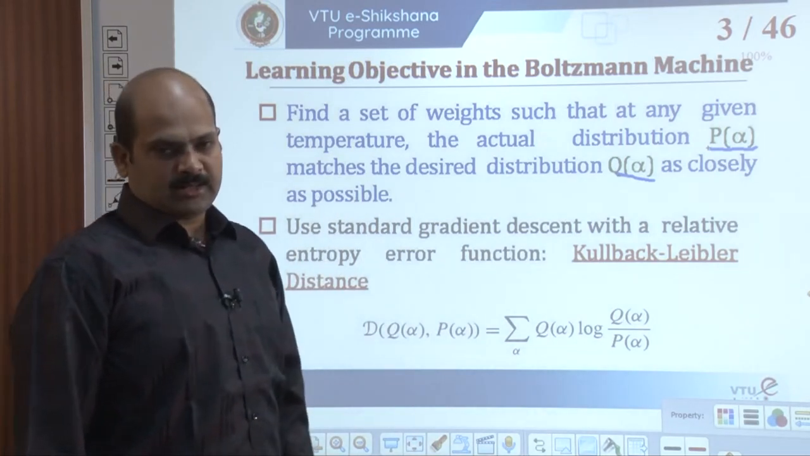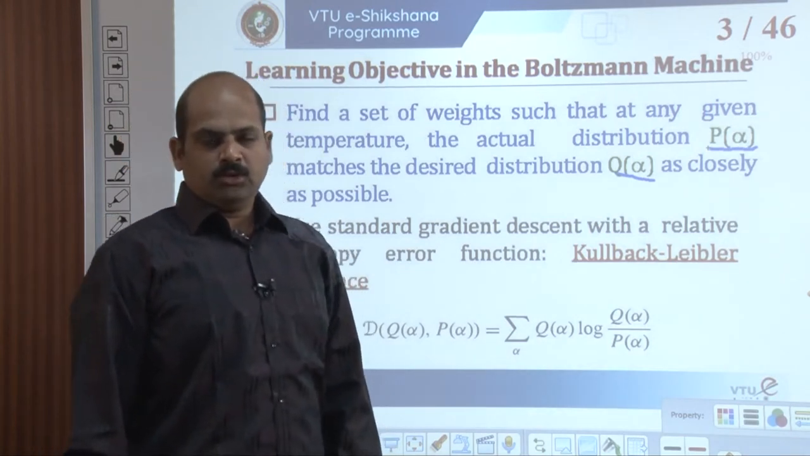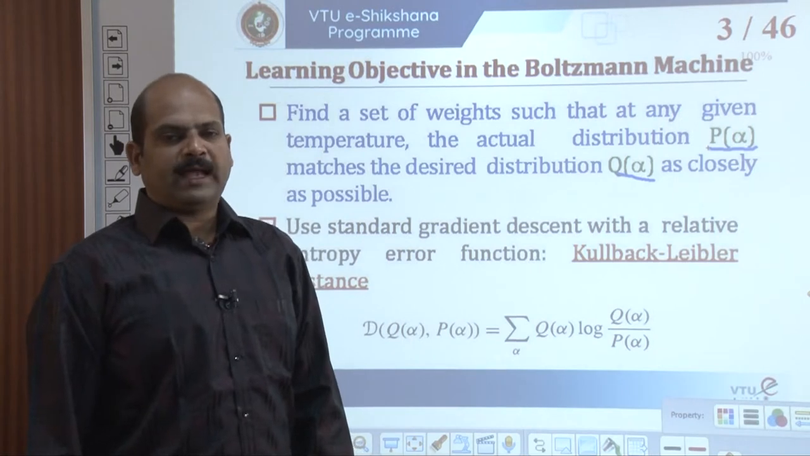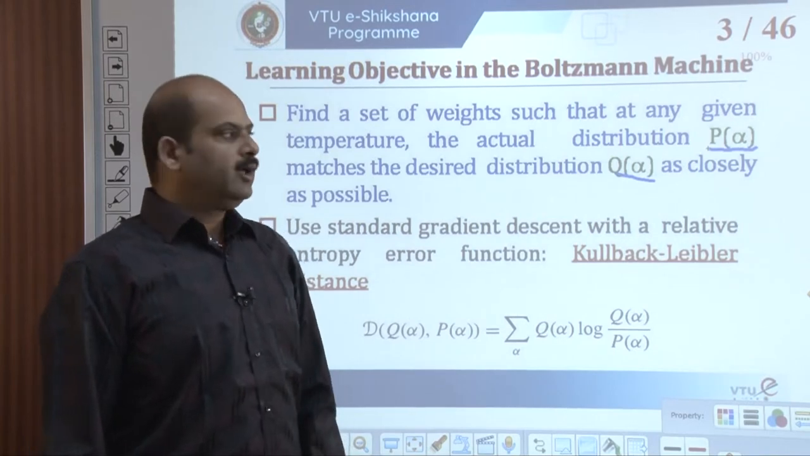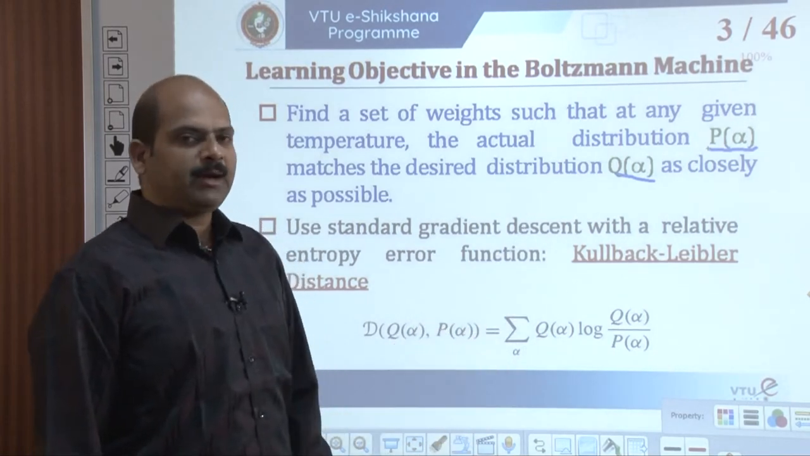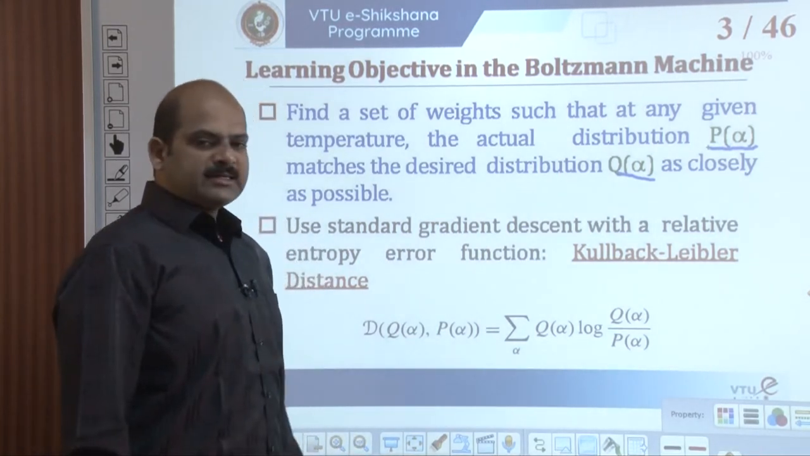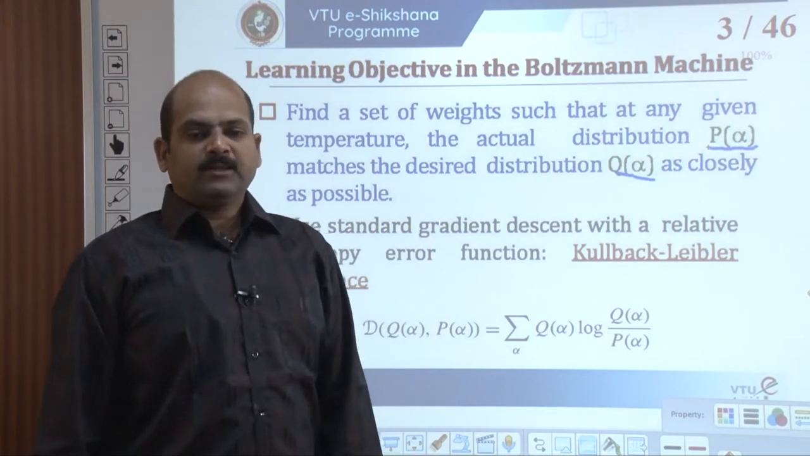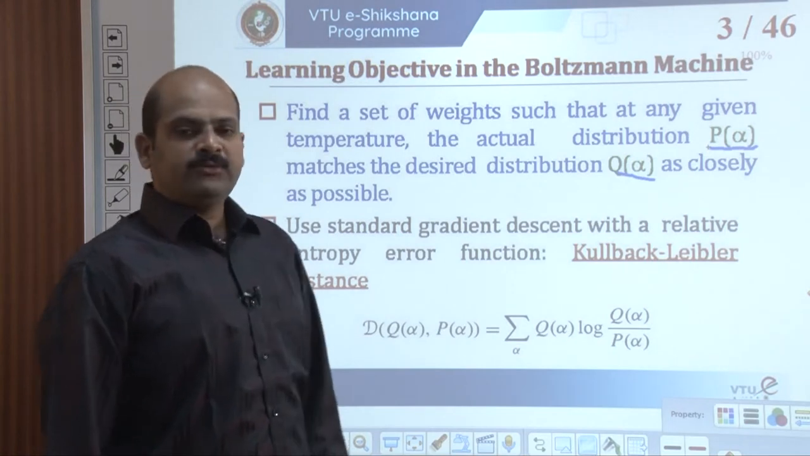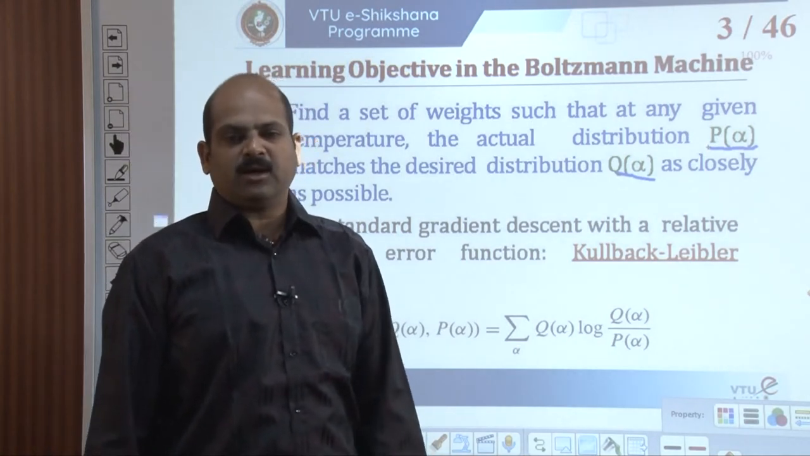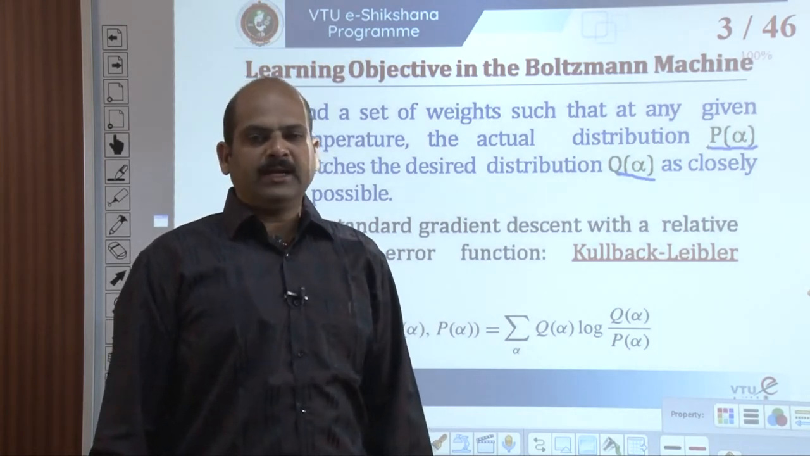We understand that P of alpha is nothing but the summation over beta of the probability of alpha comma beta, which is dealt with as the summation of e to the power of minus E of alpha beta divided by T times the Boltzmann constant, divided by Z. Let me discuss the same, where this exponential term, the energy E of alpha beta, is the energy of the network in the configuration which is defined by the visible and hidden neurons.